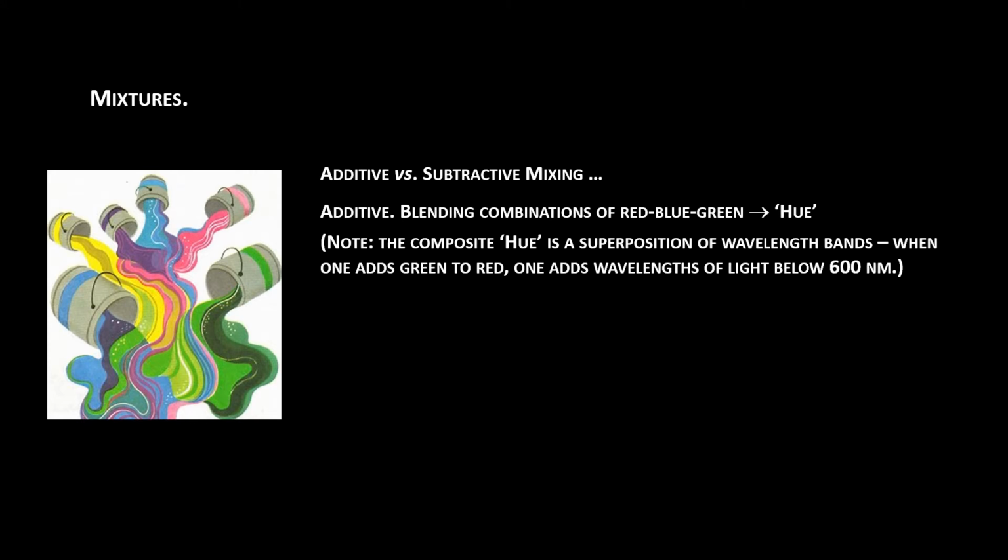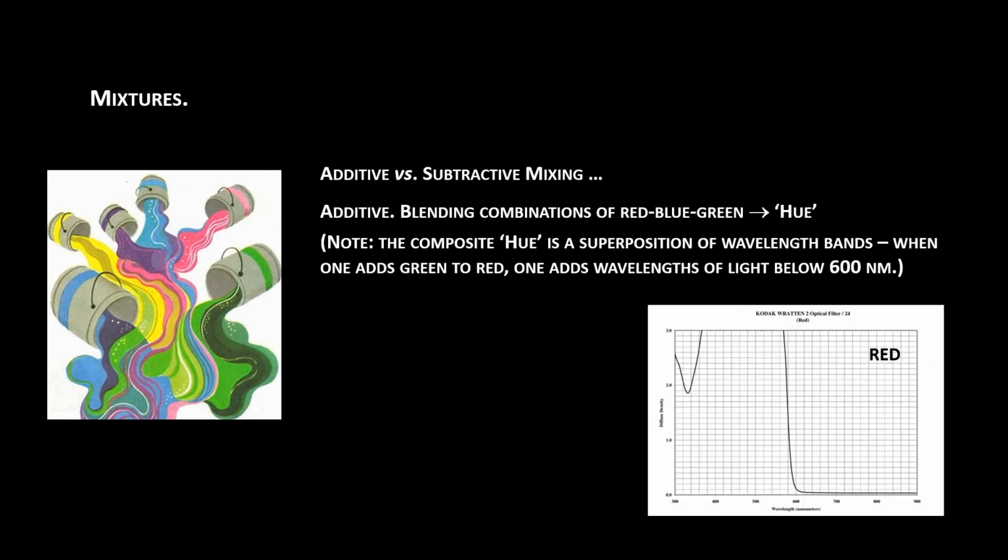Recognizing that we can create any hue by combining the primary colors, we can distinguish between 2 types of mixing processes. The first of these is additive, where you blend combinations of red, blue, and green light, and this can be seen using the Wratten filters. If we look at a purely red light created by a Wratten filter, we realize that we're transmitting light above 600 nanometers, so there's a cutoff. This is an absorbance plot, meaning that everything down at the bottom is what's being transmitted.